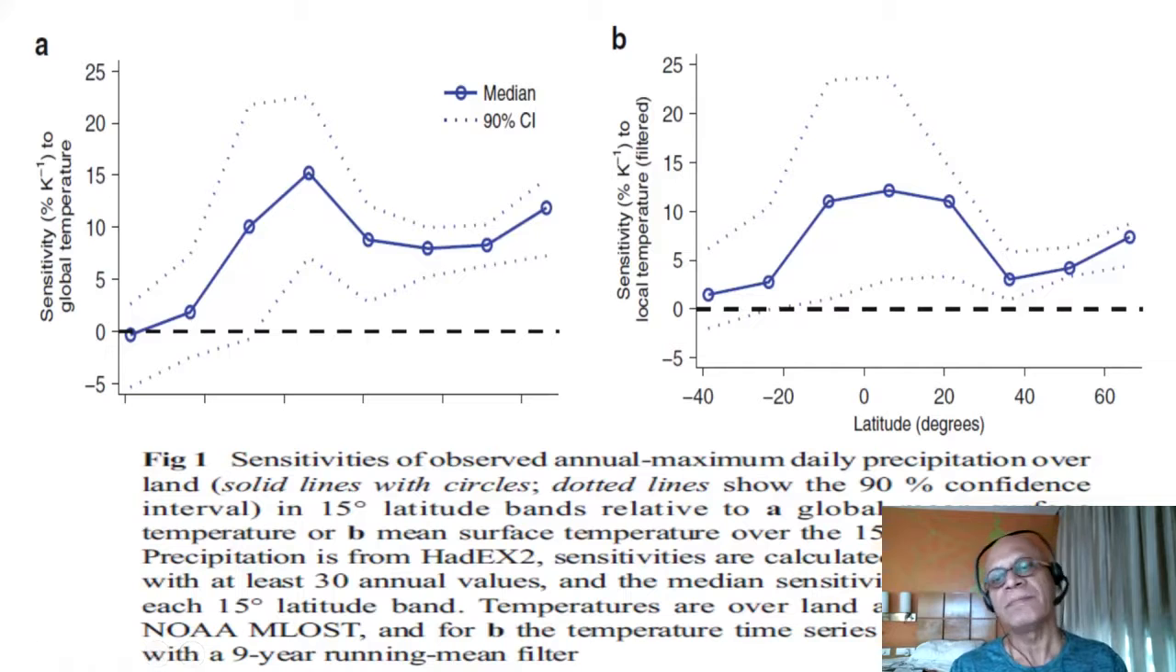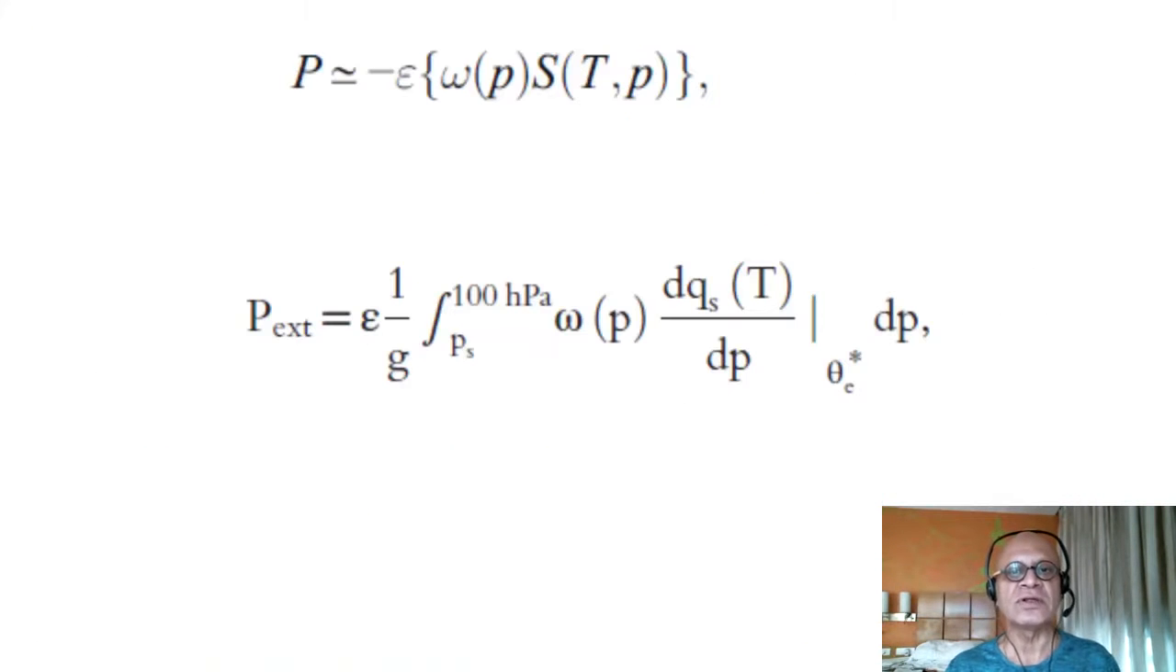Okay, what else can be said? We can then try to find processes that lead to precipitation extremes. So that's the expression that Paul O'Gorman, Tapio Schneider and group have derived over time.